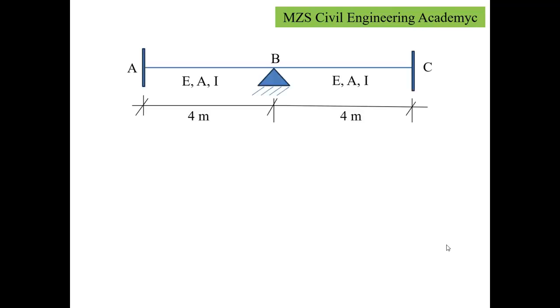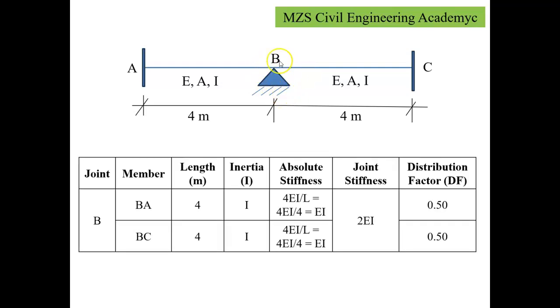One more example we'll take. Here once again I have considered a continuous beam having two spans. Here joints A and C have been locked and joint B is a hinge support. So if I write the distribution for the joint B, we can again have a tabular distribution of the values here. The very first column will be joint B under consideration, members B to A and B to C. The lengths of the members are 4 meters, 4 meters. Moment of inertia is constant, that's why I put I here.